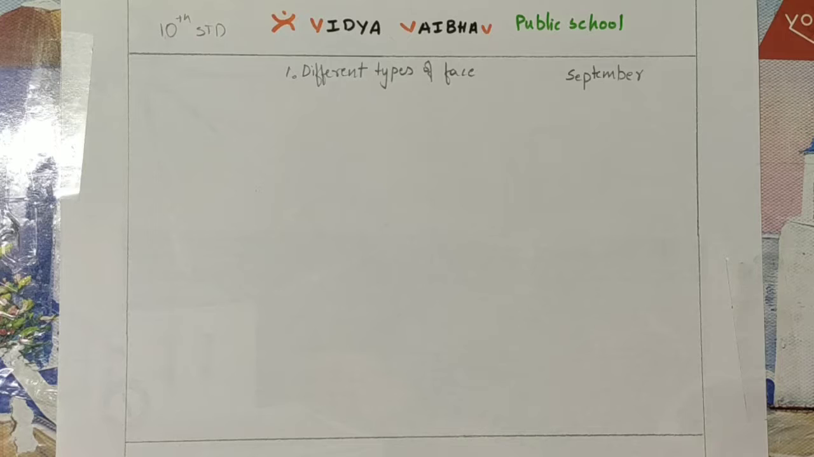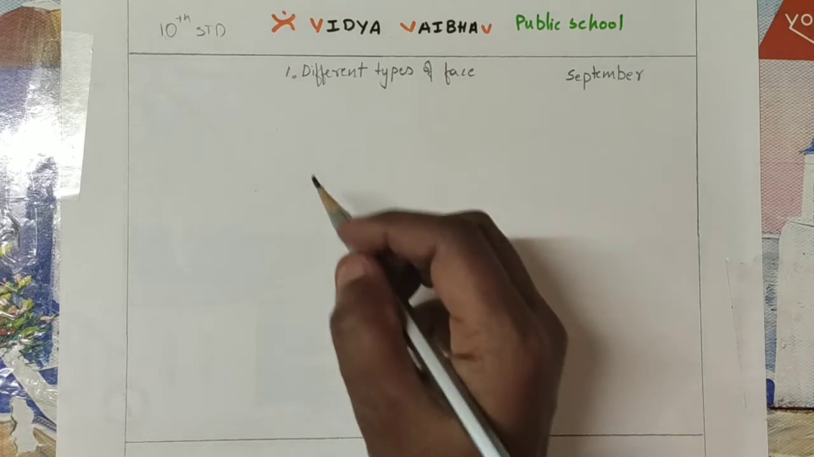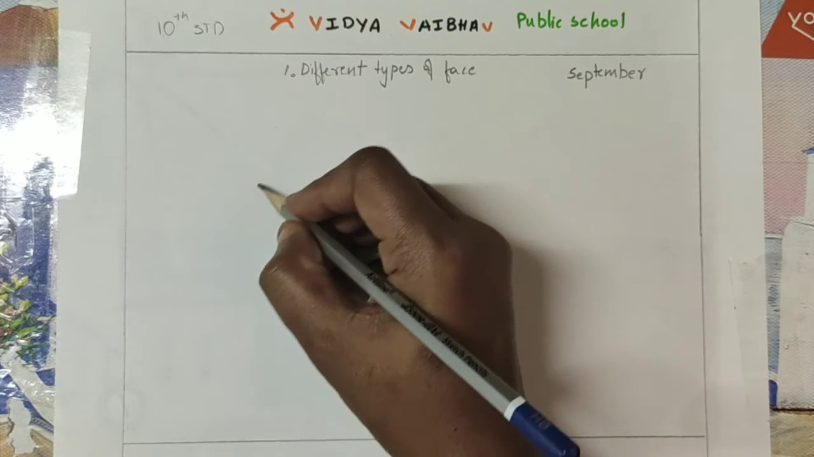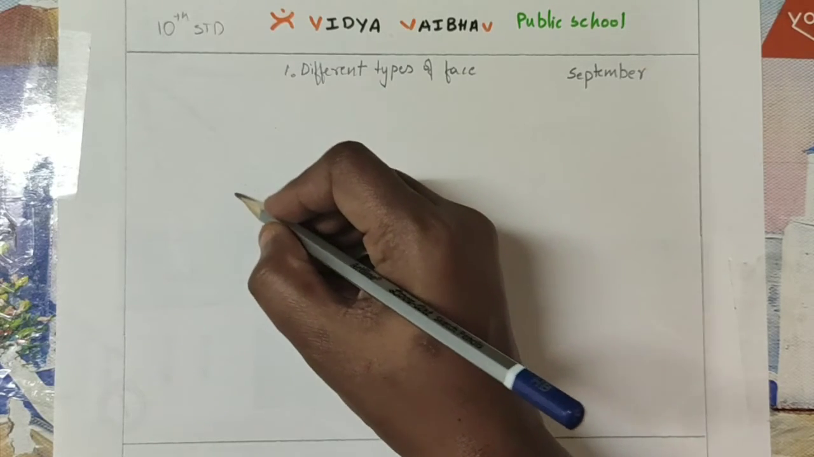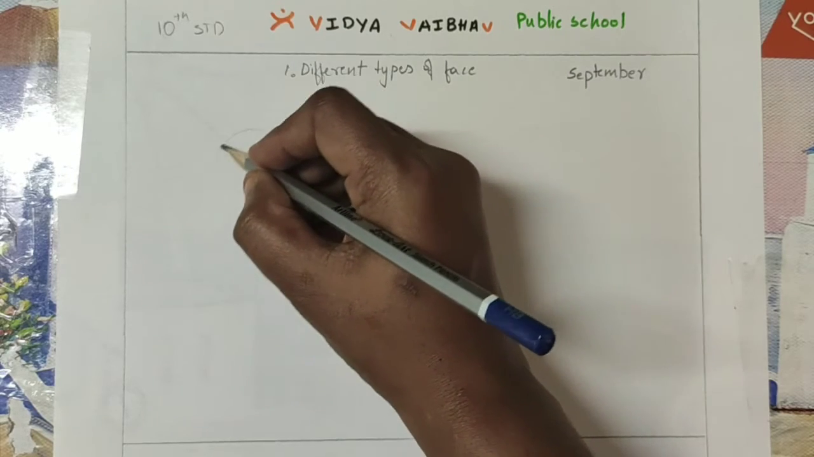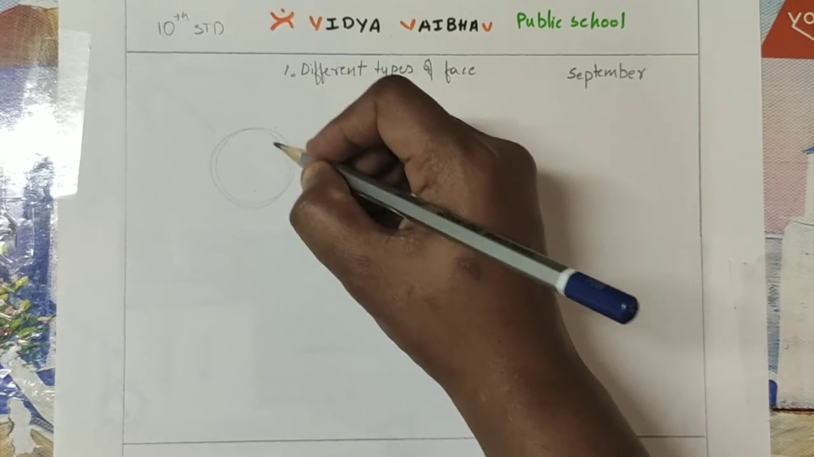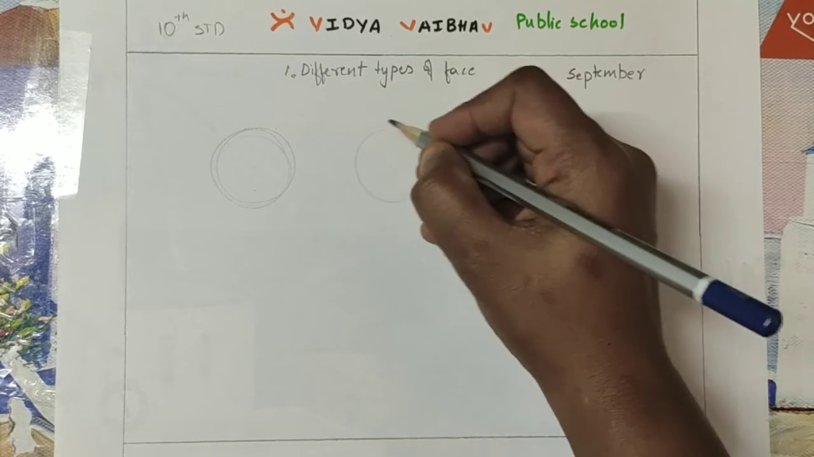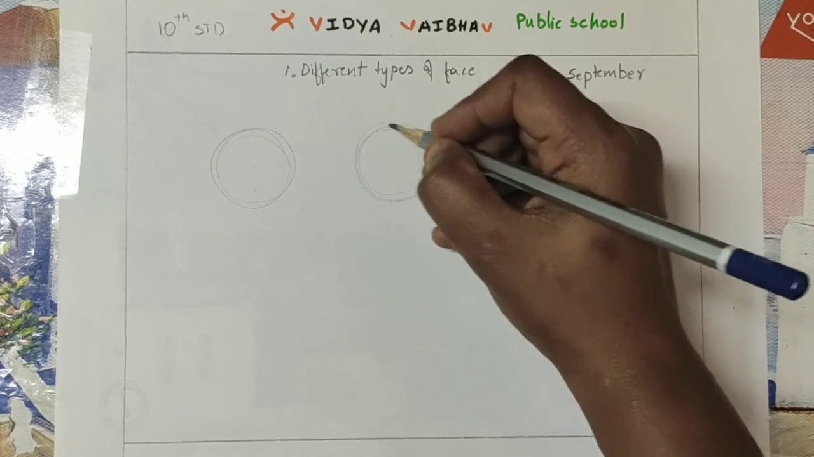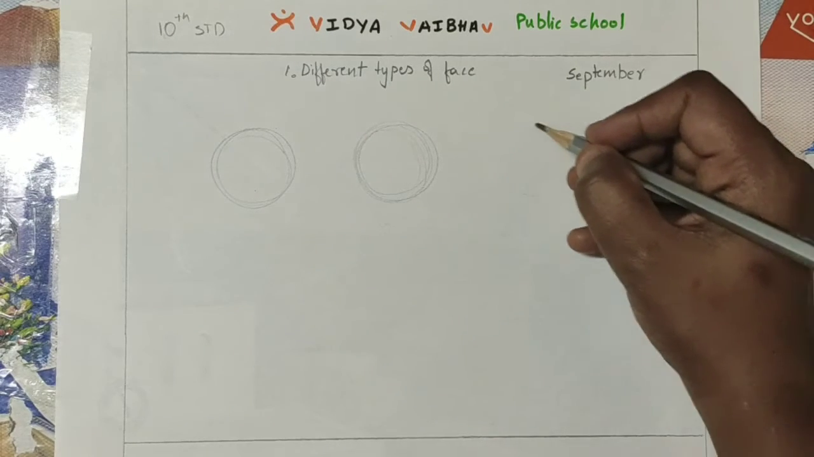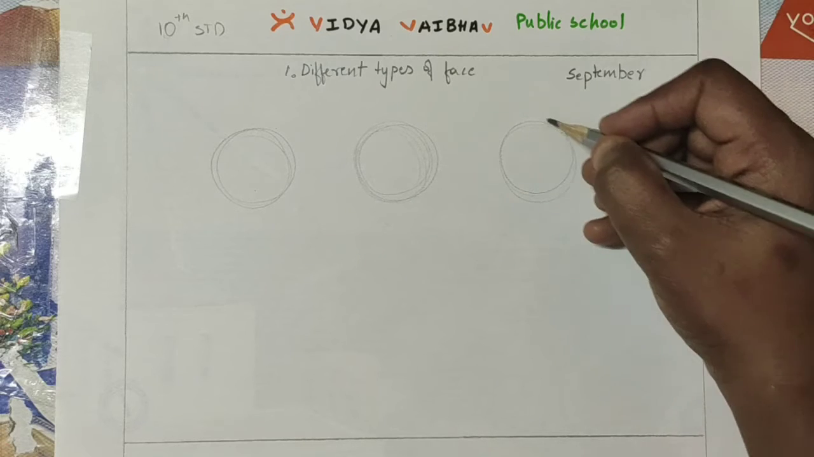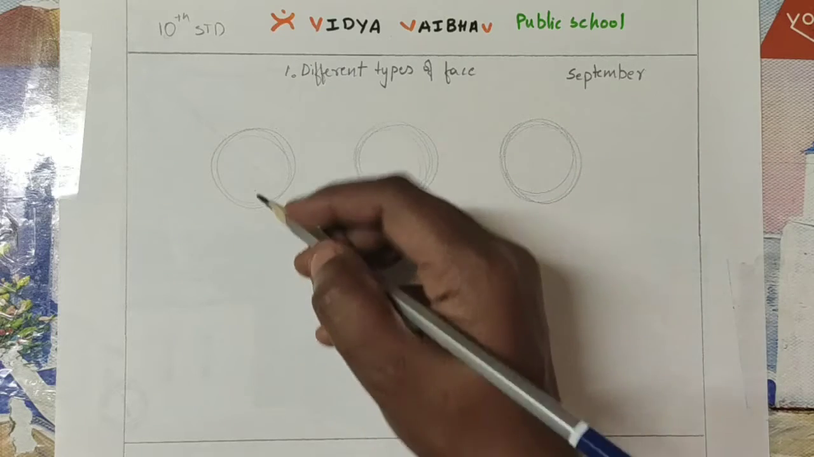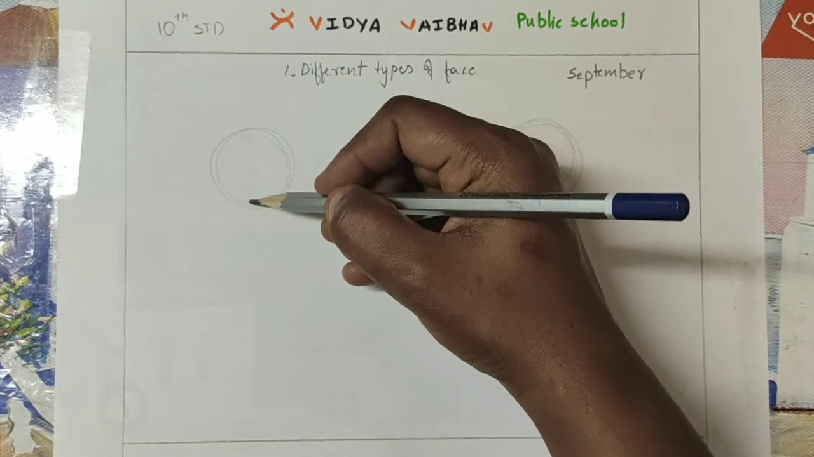So here, draw the same size of circle. You should draw 3 circles. So after drawing the same size of circle, you should draw 3 circles. Draw 3 circles like this. See, always when you are drawing circles, you should overlap.